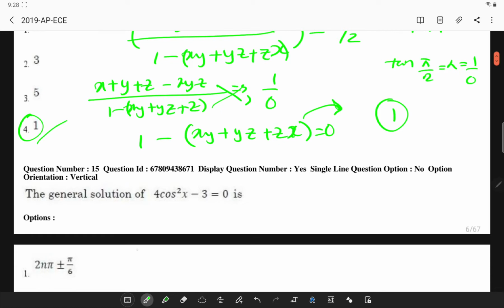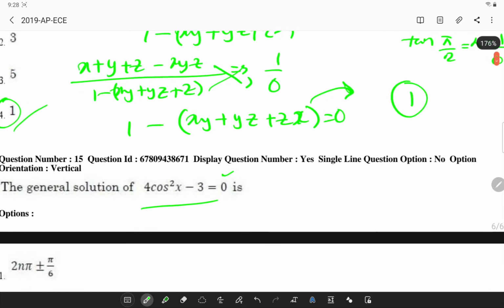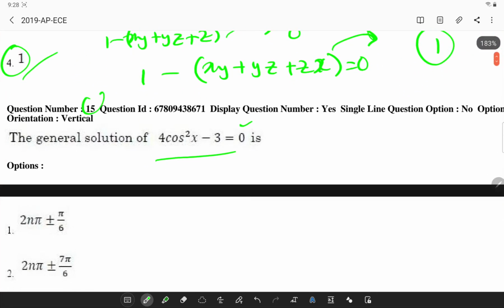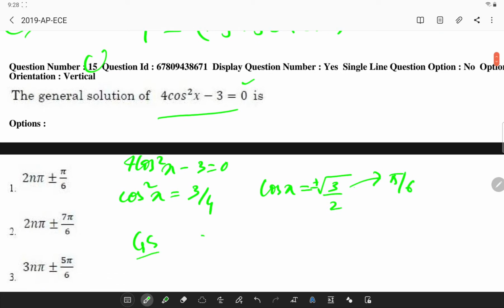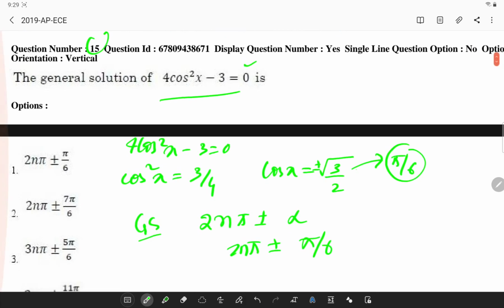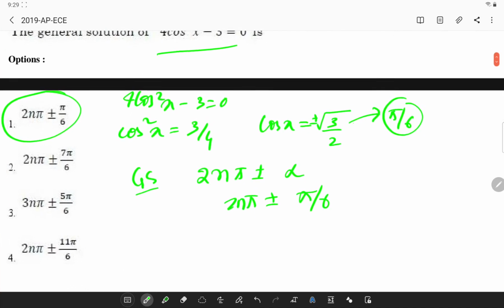So the next question is finding the general solution of this equation. If I can simply see this equation, 4 cos square x minus 3 is equal to 0, or cos square x is equal to 3 divided by 4, or cos x is equal to plus or minus root 3 by 2. So this is nothing but pi by 6. So I can write the general solution as 2n pi plus or minus alpha, and the alpha value is pi by 6: 2n pi plus or minus pi by 6. So the first option is your answer.